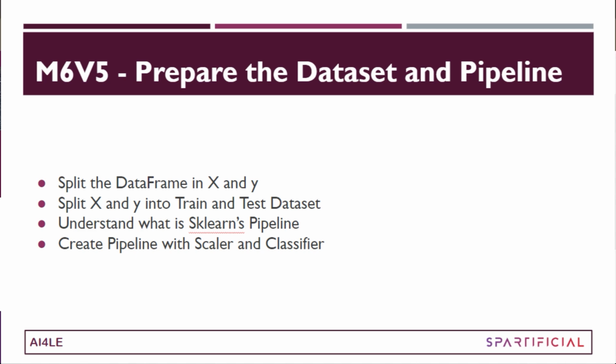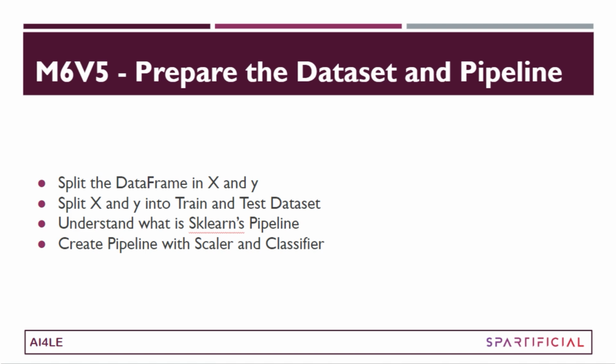Hi everyone, welcome to the fifth video of module 6, and here we are going to prepare the dataset and pipeline. First of all, we are going to split the original data frame into X and Y, where X is the independent features, the input columns basically, and Y is your target feature, which is the output column.